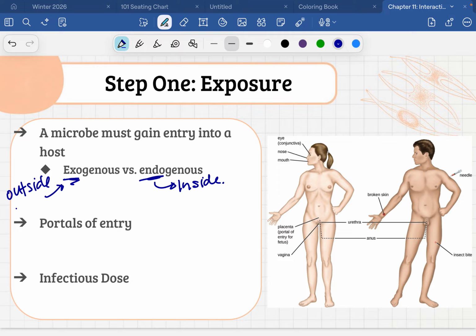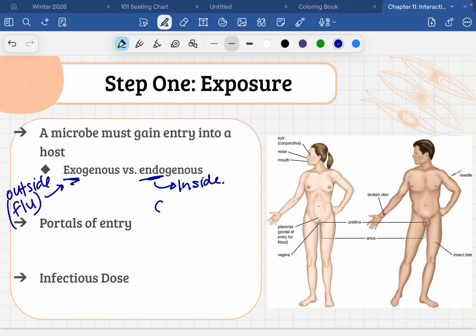Exogenously is like the outside. So this would be like the flu, okay? Like when somebody sneezes on you with the flu. I'm sorry, I keep mixing up my words today. Somebody sneezes on you with the flu, that virus is coming from the outside. That is exogenously. Exo, outside. Endogenously would be like a bacteria coming from the inside.